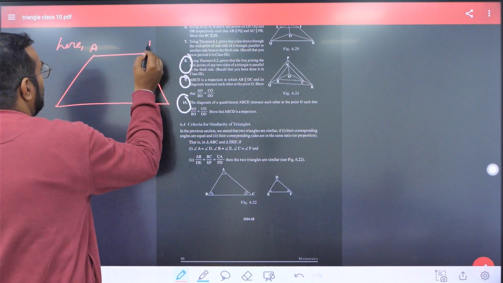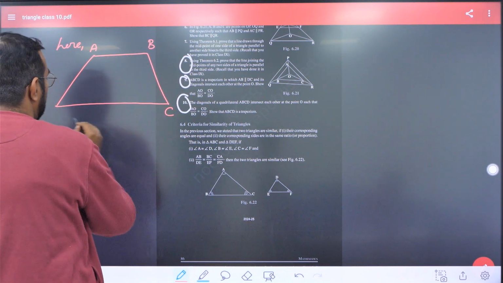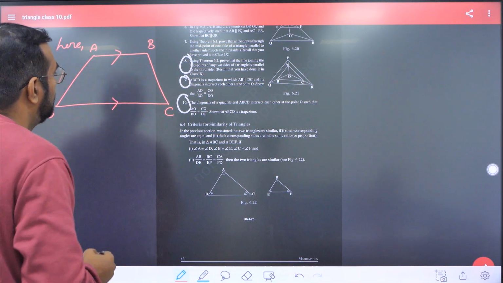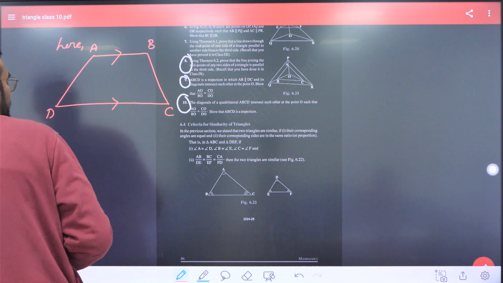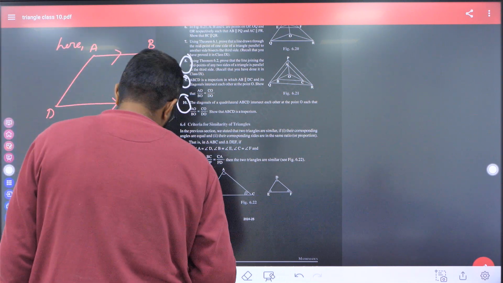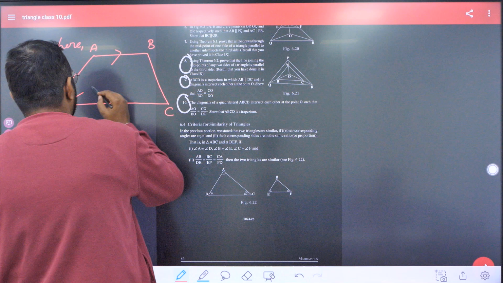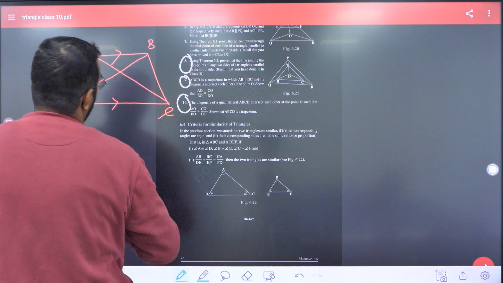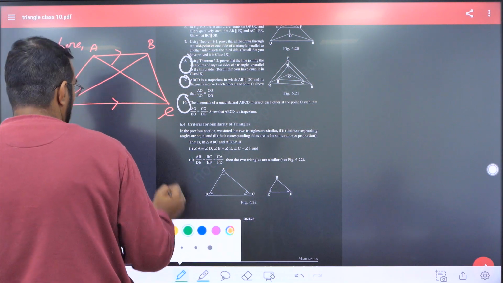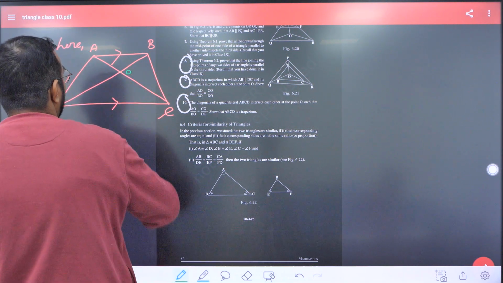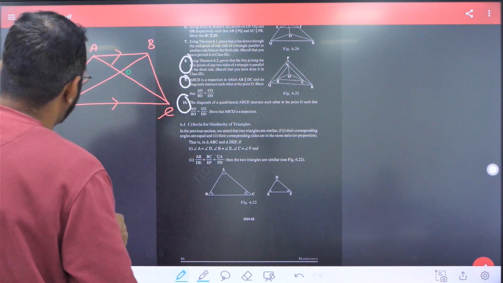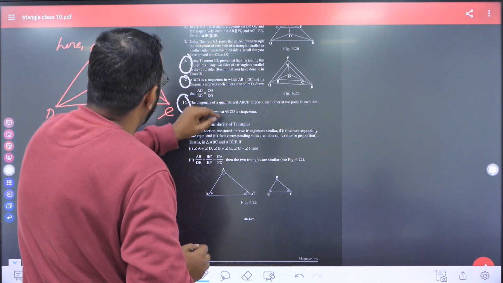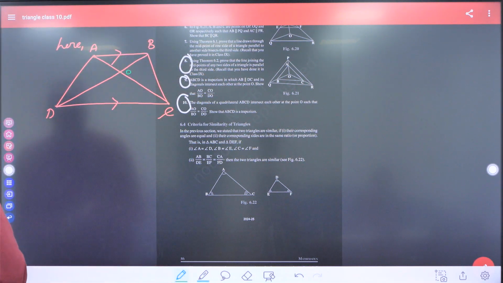So here we are going to draw a trapezium A, B, C, D, and it is given that AB is parallel to CD, and it is also given that their diagonals are intersecting each other at point O, and they are intersecting at this point O. And we have to prove that AO upon BO is equal to CO upon DO.